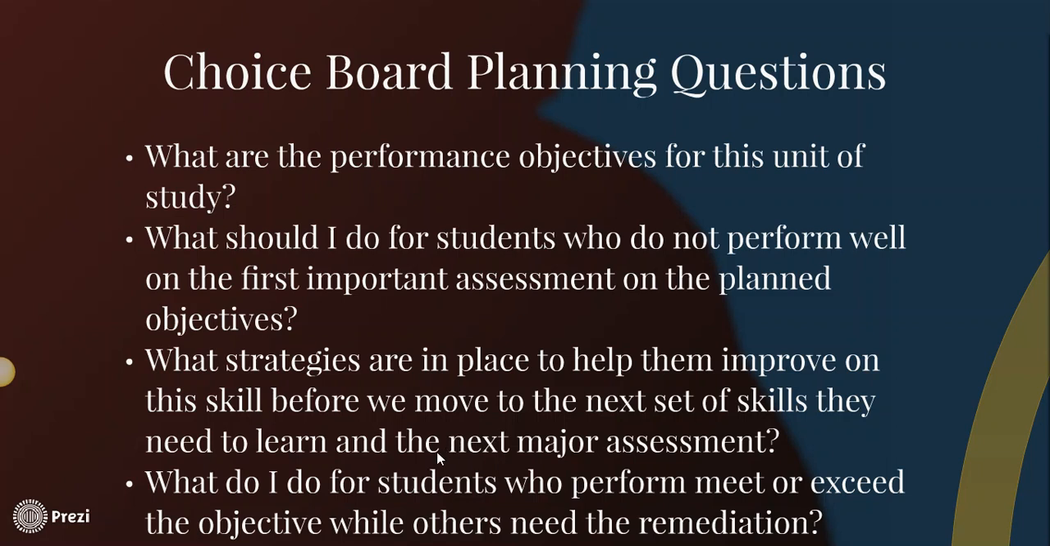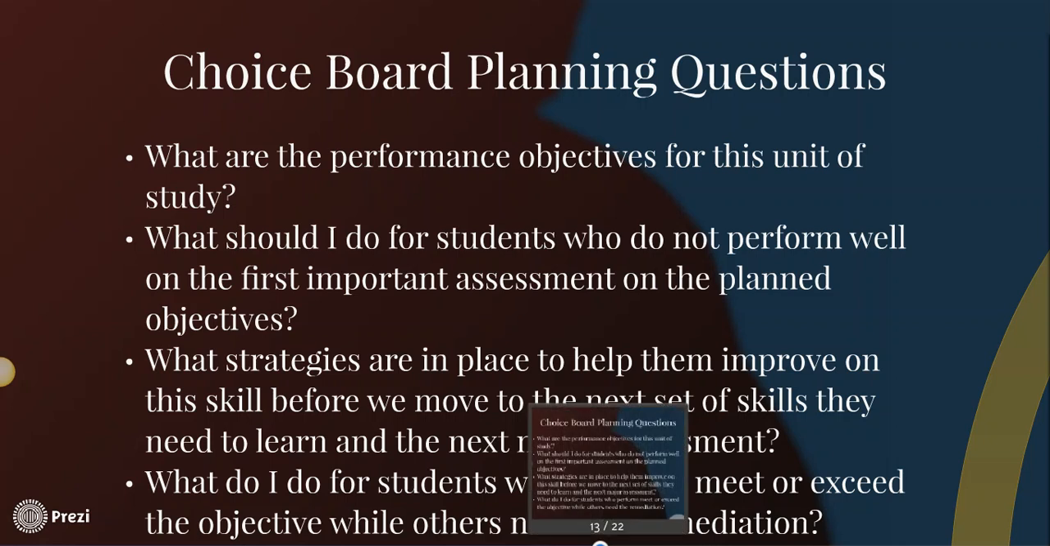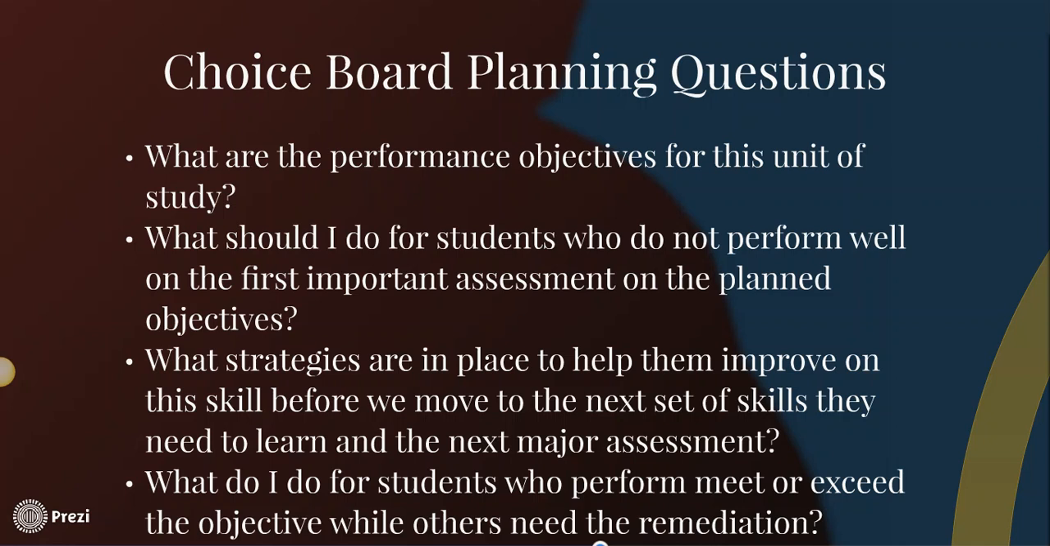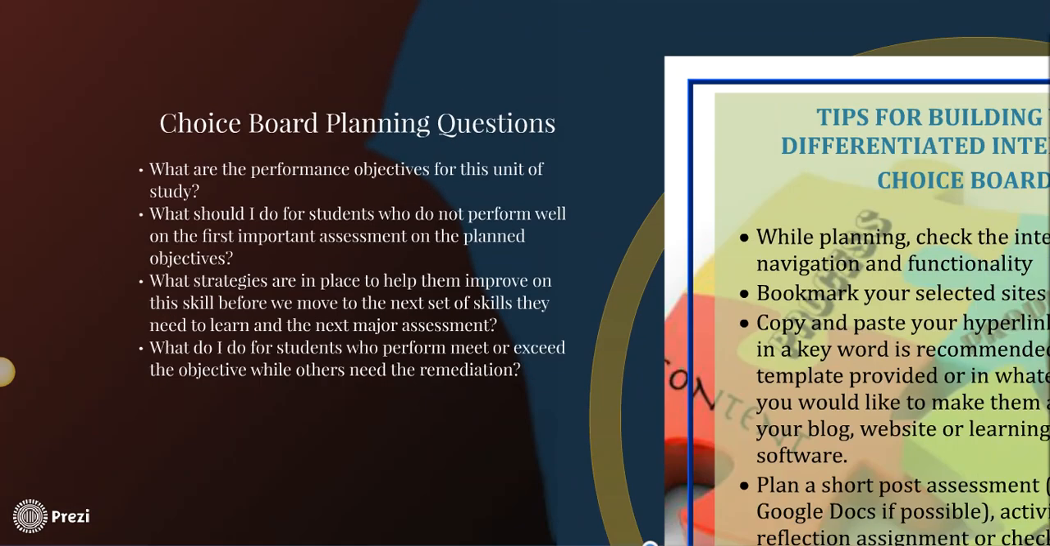Well, this is a strategy. The choice board is a strategy. And what do I do for students who meet or exceed the objective while others need the remediation? Well, this basically sets up a nice flipped classroom for you. You can have students working on the choice boards. You can have students who need a little bit more help getting some direct instruction in small groups, and then you can move them into the interactive. So this set of choice boards actually creates some real flexible learning opportunities for you in your classroom.